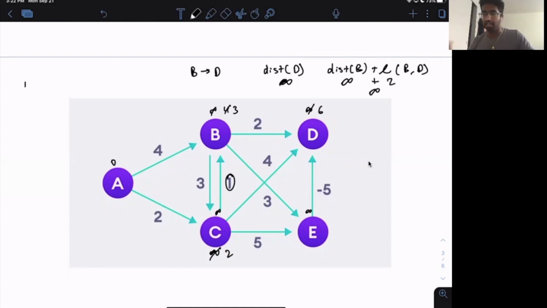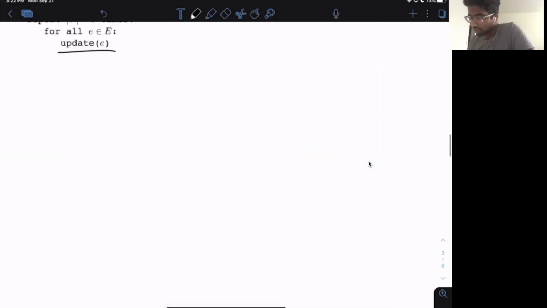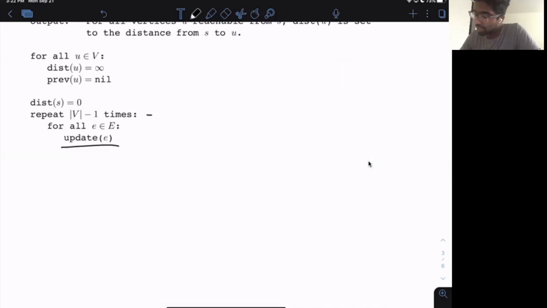So now after the second iteration, we've found all of the shortest paths of distance 2 edges away from our starting vertex. And so essentially, in writing here, we can say that after the ith iteration, we've come up with all the shortest paths of length i edges.